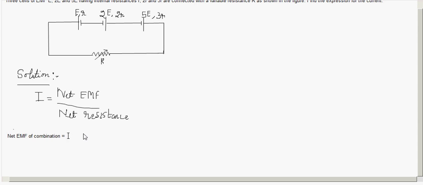So it is nothing but minus E plus 2E plus 5E, which is equal to 6E, because 7E minus E, that is 6E.